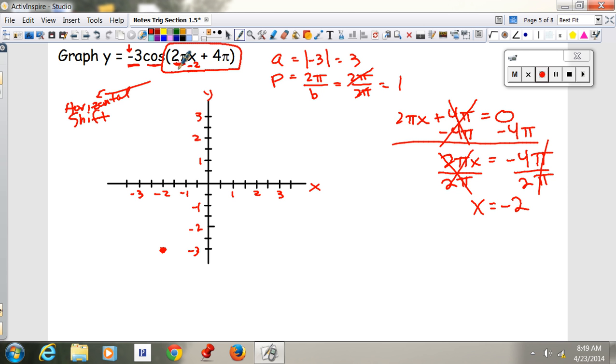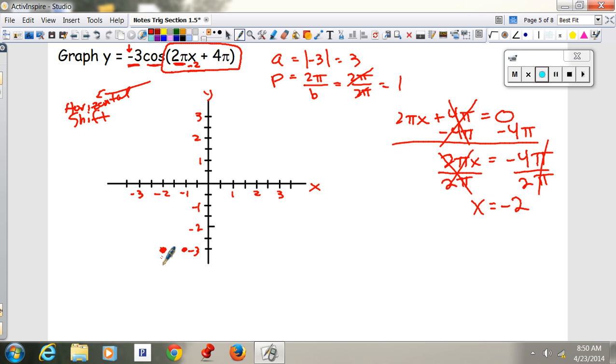Okay, what's 2 pi times -2? -4 pi plus +4 pi. 0. Cosine of 0 is 1. And what's 1 times -3? -3. There's my point down here at the bottom. You plug in a -2, you're going to get out a -3. So that's 1 point that would be on this graph right here. Now it's going to start at a minimum and it's going to end at a minimum. So -1 is also going to be a -3. It always starts and ends at the same place.